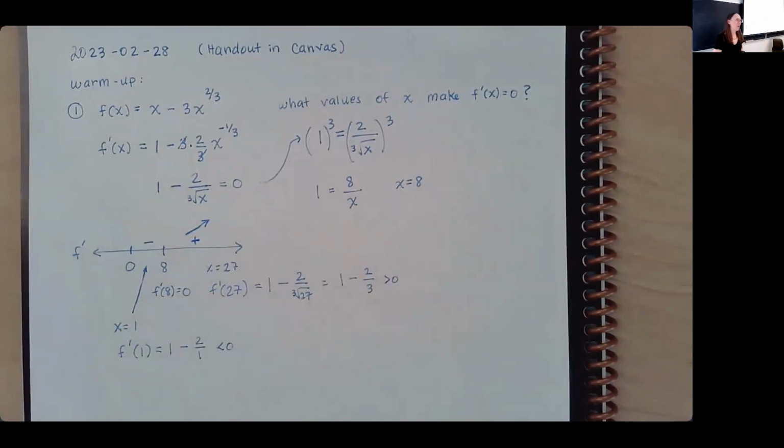Thinking about what that means graphically, as I move from left to right, that tells me that my graph is going down.